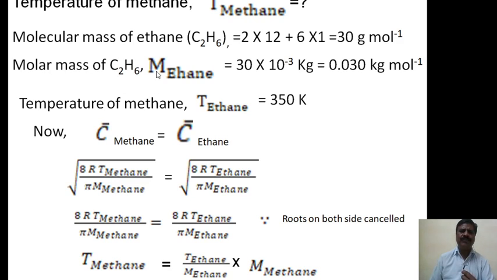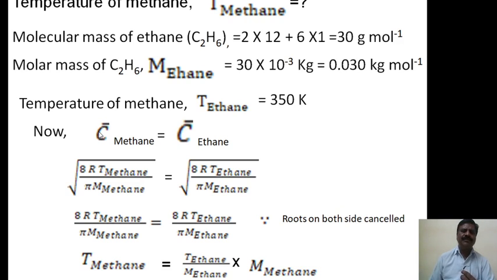The molar mass of ethane, M ethane, is equal to 30 into 10 raised to minus 3 kg, which is equal to 0.030 kg per mole. Then the temperature of the ethane is given as 350 Kelvin. So T ethane is equal to 350 Kelvin.